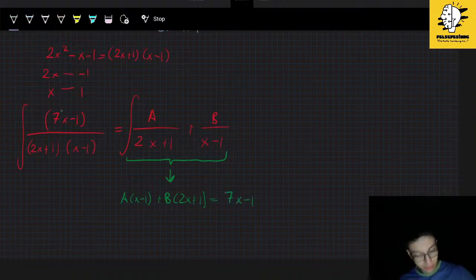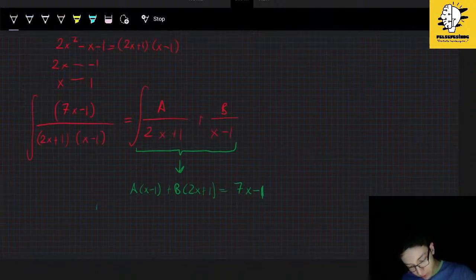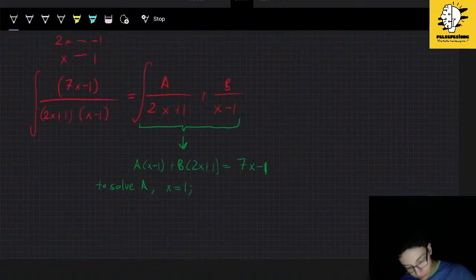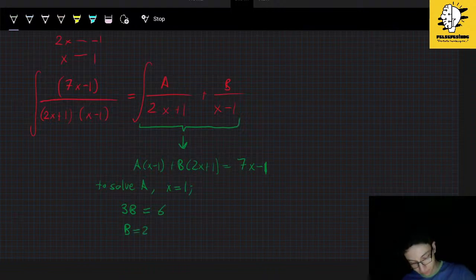Where did it come from? It is coming from the initial numerator. It should be equal to that due to the cross multiplication. So let's say, to solve for a, we say x is equal to 1. When x is equal to 1, we realize that 3b is equal to 6. Therefore, b is 2. That is the first thing I've found.